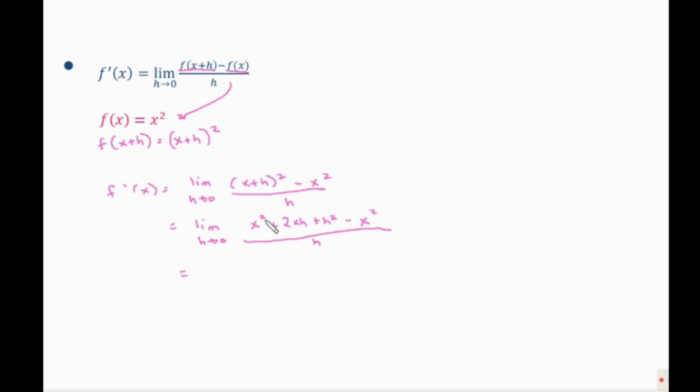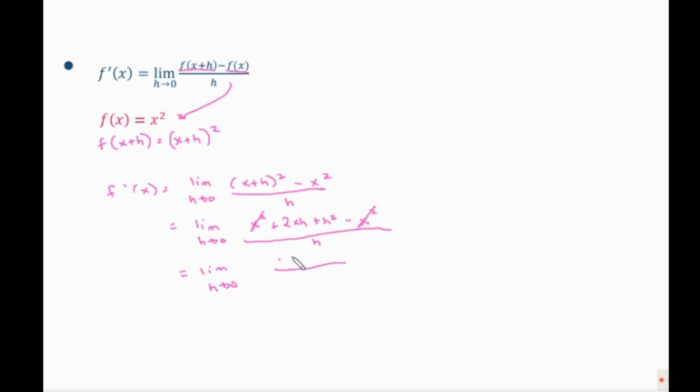Now, let's simplify. x squared minus x squared, that is 0. 2xh plus h squared all over h na lang ang matitira. So, baba ulit natin siya.